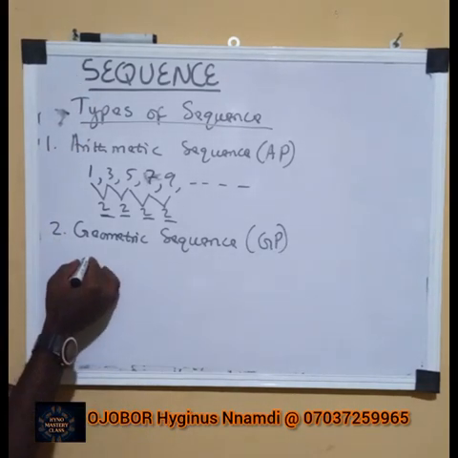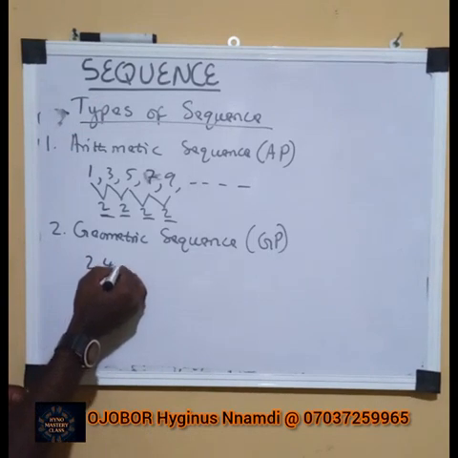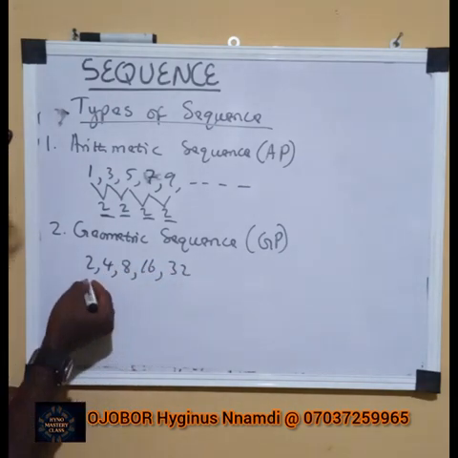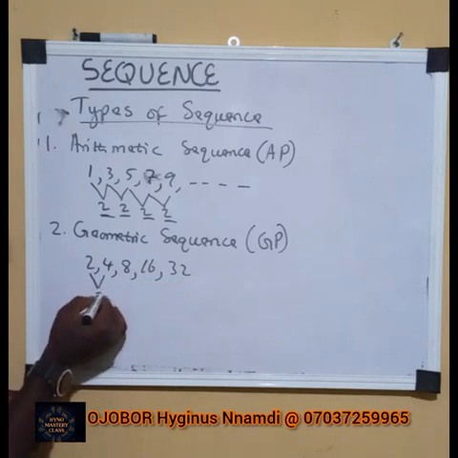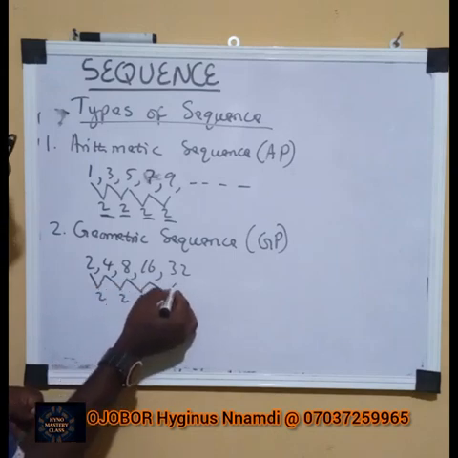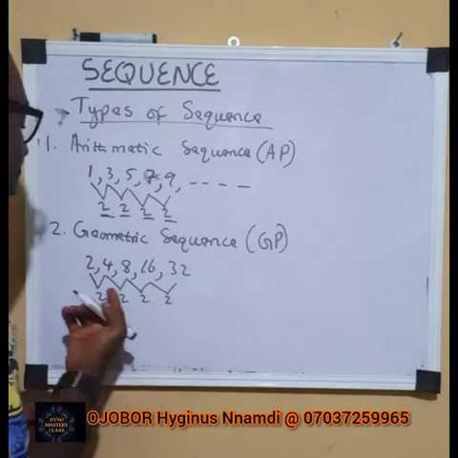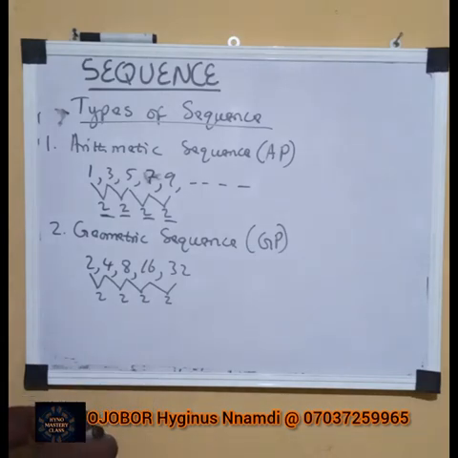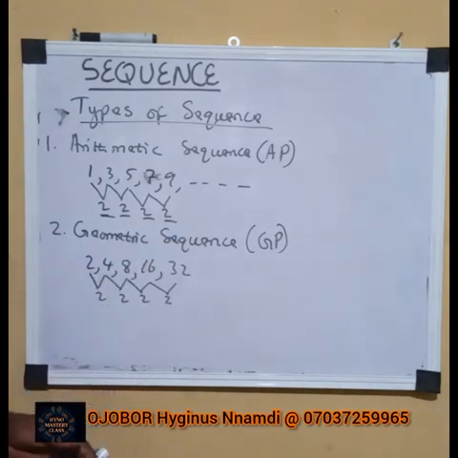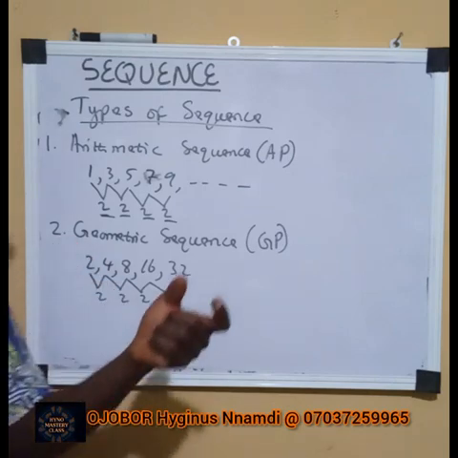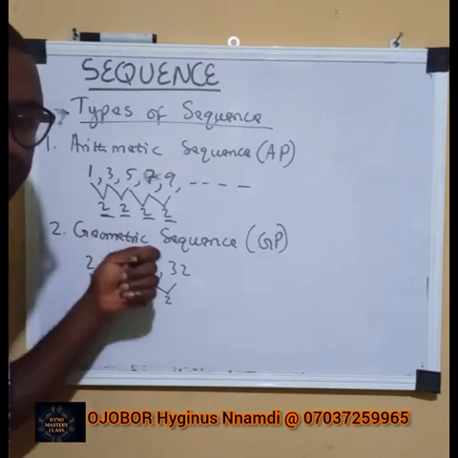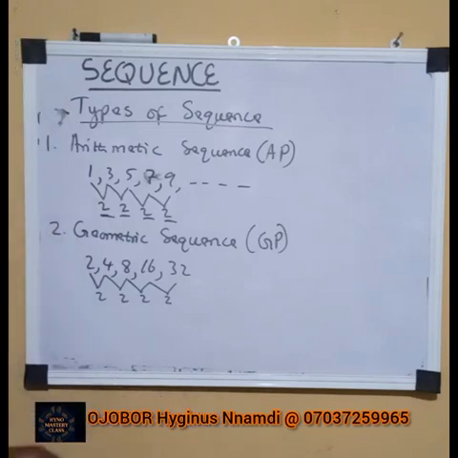Sequence such as, let's say, 2, 4, 8, 16, 32. You will see that in this sequence, when you multiply 2 by 2, you get 4. Multiply it again by 2, you get 8. Multiply 8 by 2, you get 16. Multiply 16 by 2, you get 32. So this is a finite geometric sequence, which is gotten by multiplication of a constant number to a preceding number to get the next number. So that is what we refer to as geometric sequence.